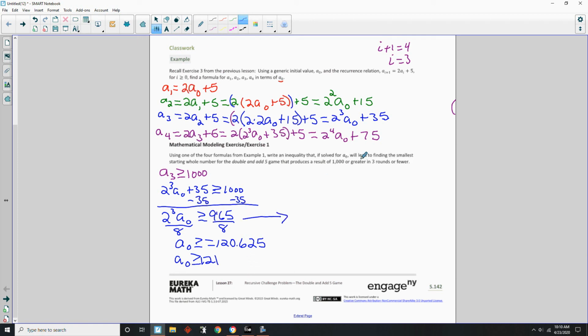But what they were asking was in terms of if solved for a sub 0. So really all I wanted to have was 8 a sub 0 greater than or equal to 965. Or 8 a sub 0 plus 35 is greater than or equal to 1000, which is right here.